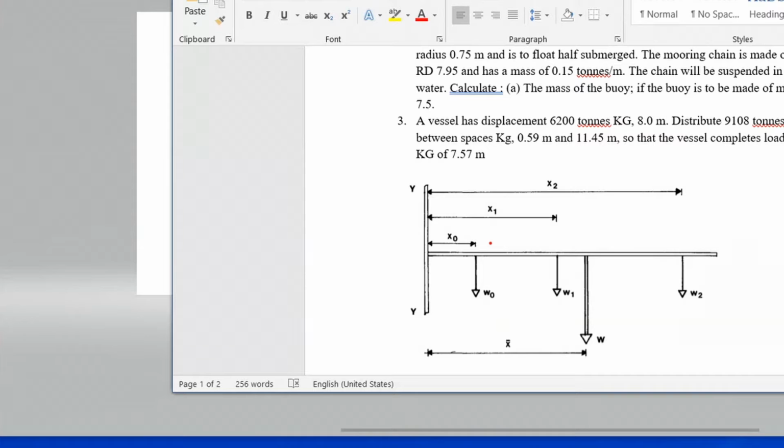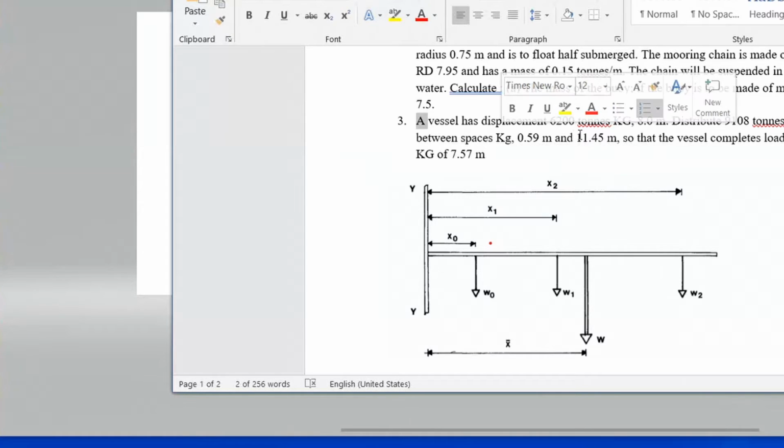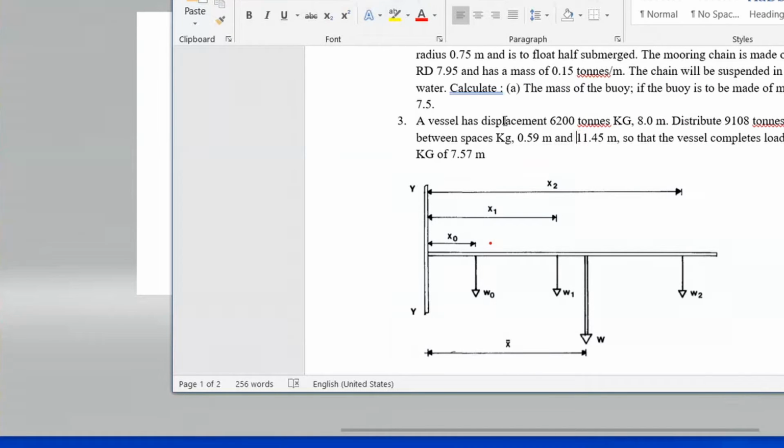Let me ask you that problem. Now the question is, okay, let's do this one then. A vessel has a displacement. I missed the first question. There is a simpler question first. Let's do this anyway. The vessel has a displacement of 6,200 tons.